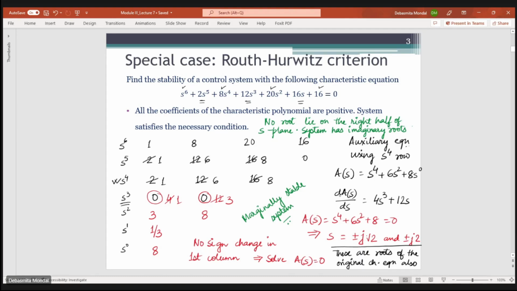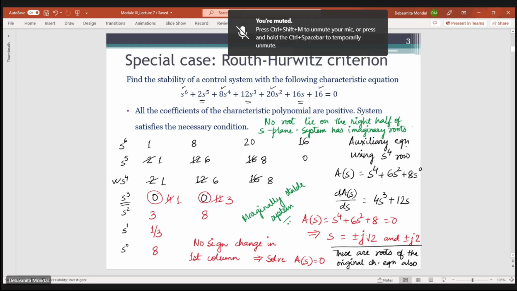So once you have completed the whole Routh array, you observe the first column. Okay, so in the first column you see that all the elements have the same sign. So there is no sign change in the first column. Okay, so that means your system is not unstable. So we have to find out whether the system might be stable or it might be marginally stable. So we have to find out what is the actual case.